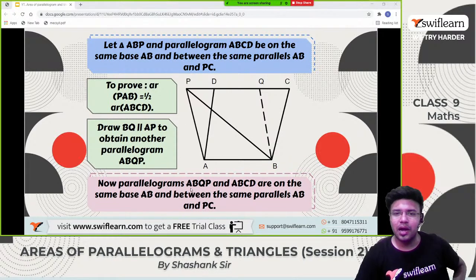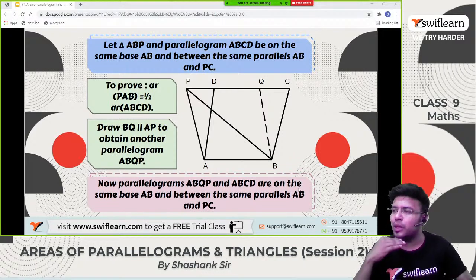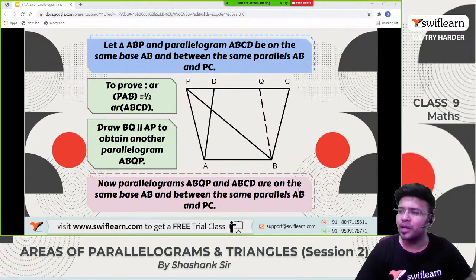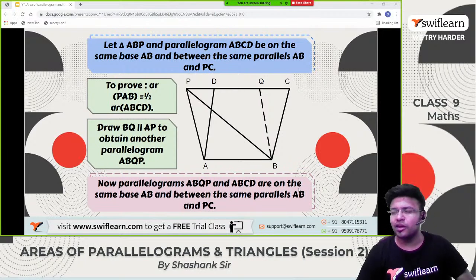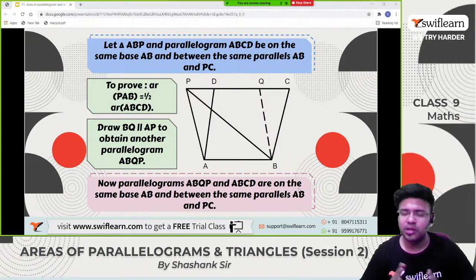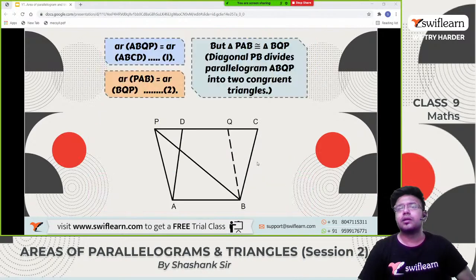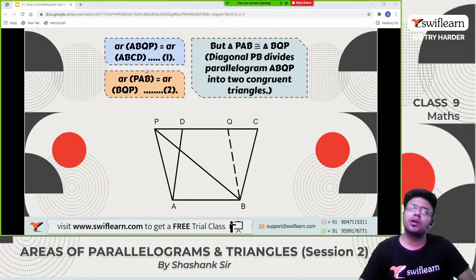Now, parallelograms ABQP and ABCD are between the same base and same parallels. Their areas are the same. This is what we derived just a few minutes ago: if there are parallelograms between the same base and same parallels, their areas are equal. Now, area of parallelogram ABQP is equal to ABCD. Yes, we know that.